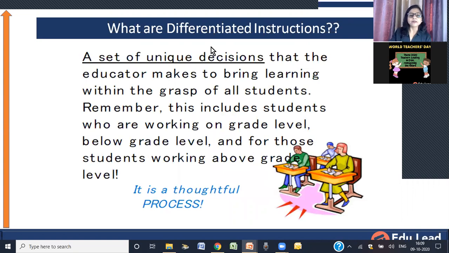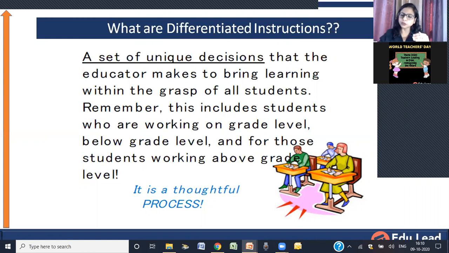Before that, what are differentiated instructions? Now, differentiated instructions are a set of unique decisions that the educators make to bring learning within the grasp of all students. And I think everybody said this. Remember, this includes students who are working on the grade level, below the grade level, and those students who are working above the grade level. So here we are talking about almost 3 segments of students: grade level, above the grade level, and below the grade level, right? Now, a unique set of decisions which then makes learning within the grasp of all the students.